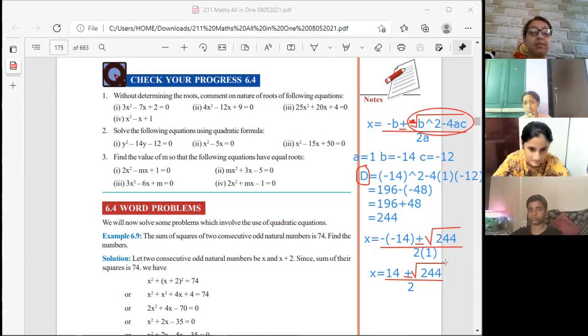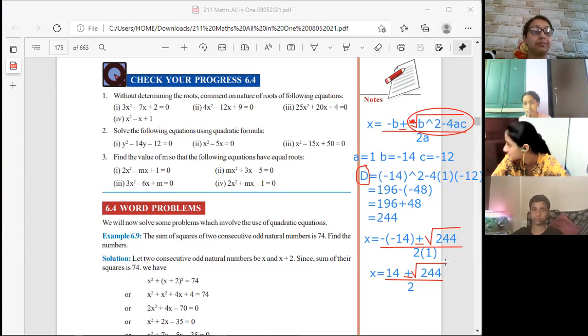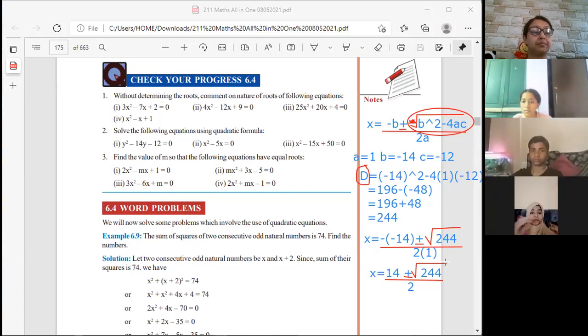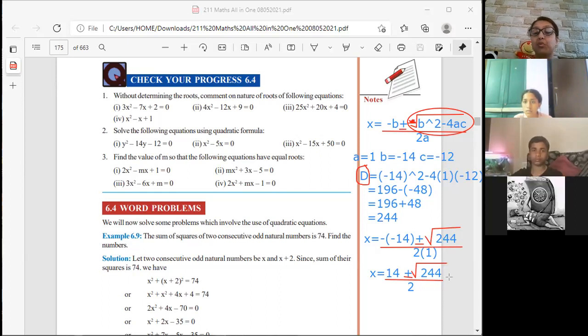Have you written this much? Okay. Now you have to look at this number 244, and we need to do prime factorization for this number. Do you know how to do prime factorization?